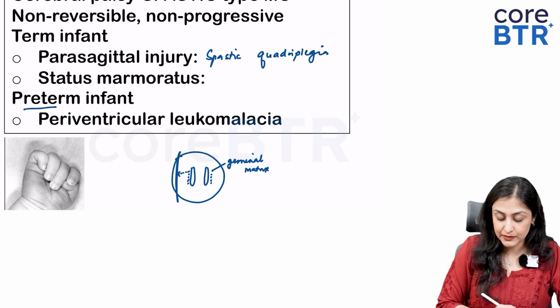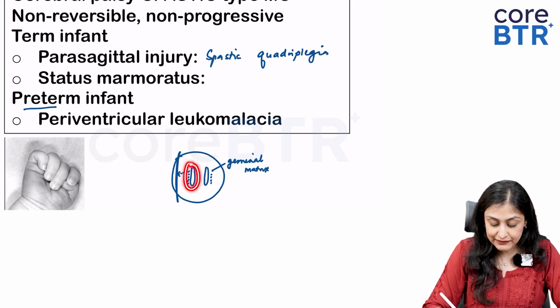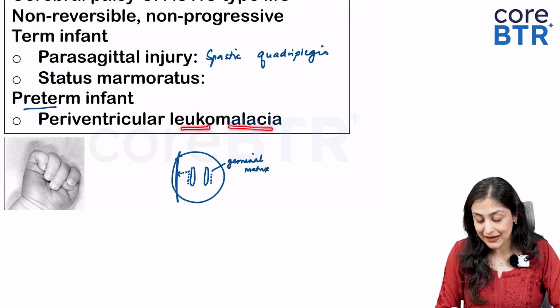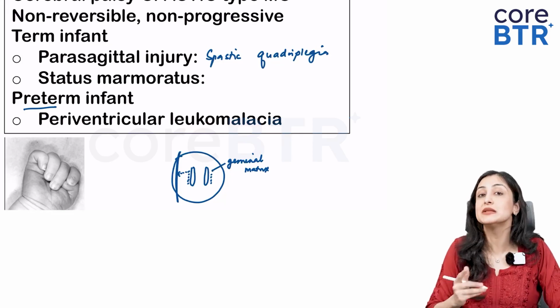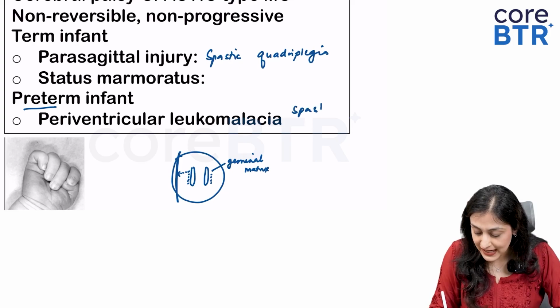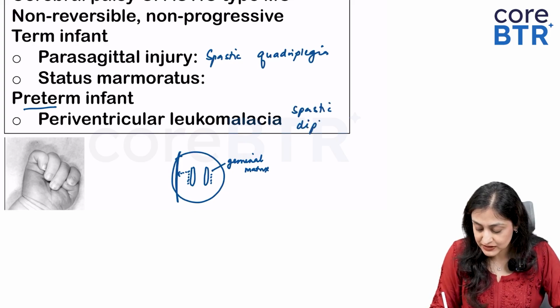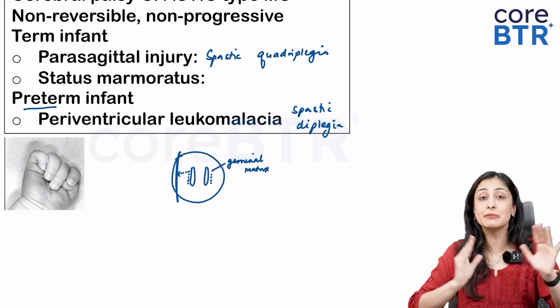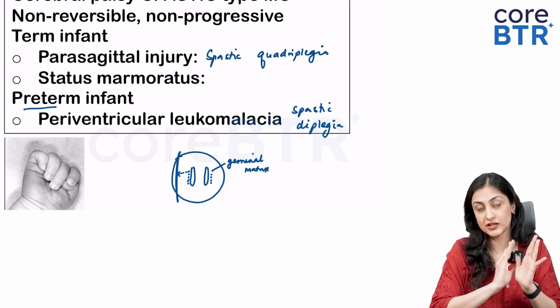Whereas in a preterm baby, we'll have periventricular. Does that make sense? The periventricular white matter is affected because the germinal matrix tends to bleed. And here we'll have spastic diplegia, right? So the pattern in preterm, very commonly asked questions, diplegia. So remember, bada baby, bada insult, chota baby, chota insult, right?